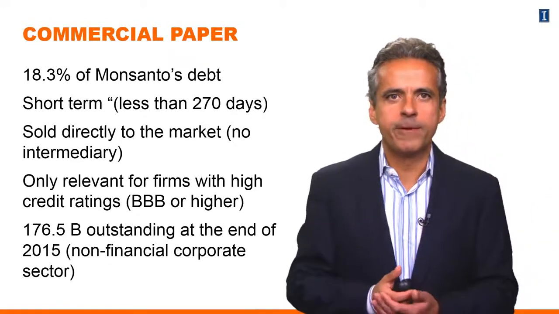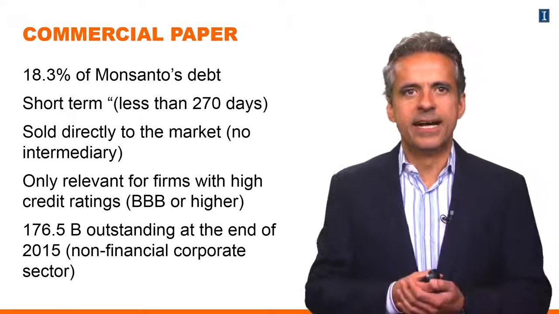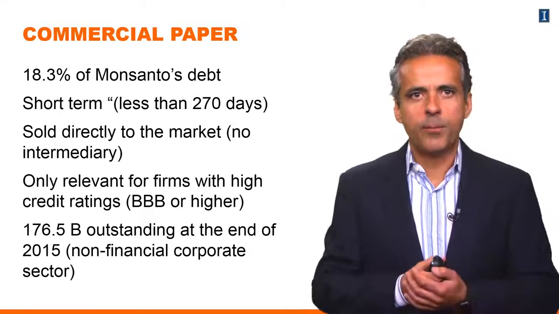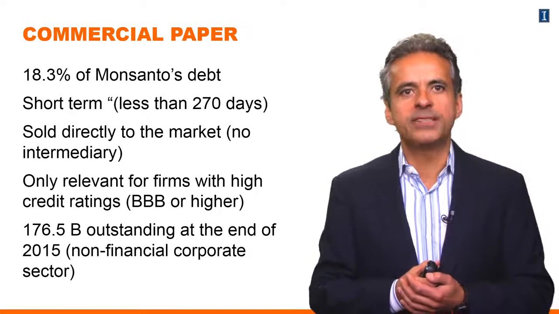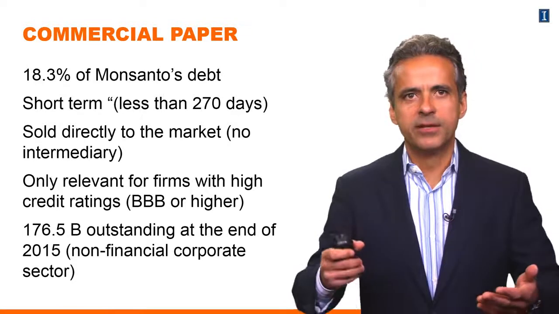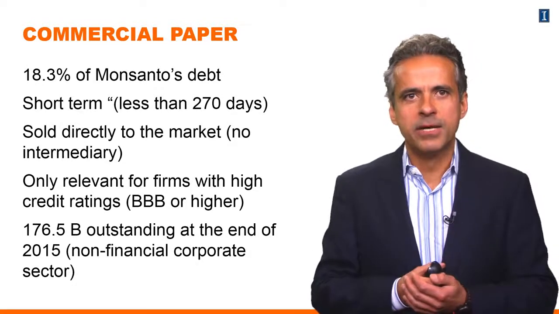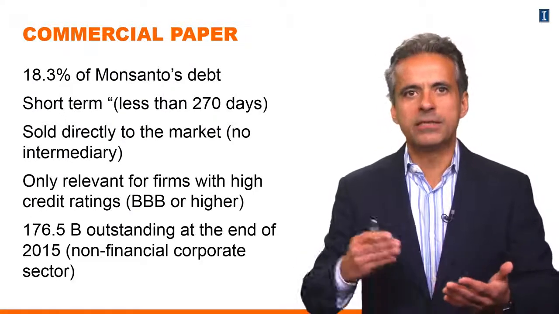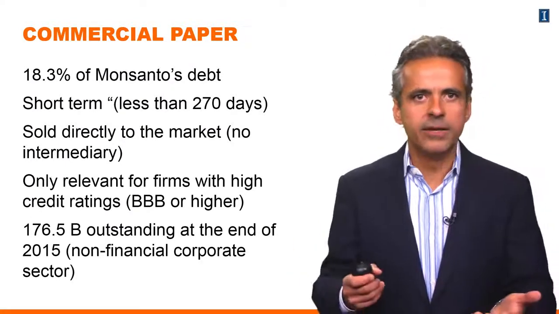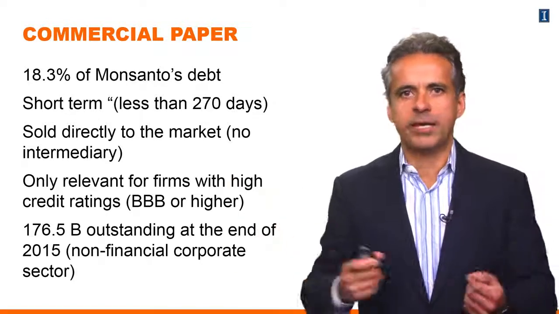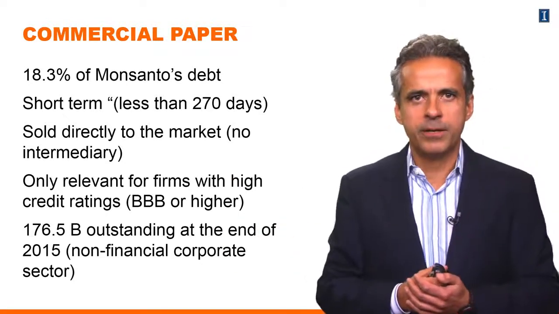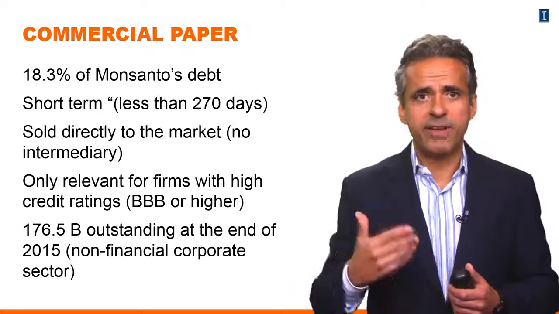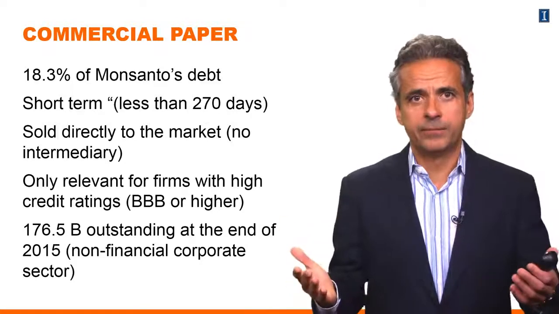Starting with commercial paper, if you look at that table I showed you, for Monsanto, commercial paper represents 18.3% of the total debt that the company has. So what's the characteristic of commercial paper? Commercial paper is short-term debt with a maturity of less than 270 days, so even less than a year. It's sold directly to the market. So if a company has commercial paper, you're not really borrowing from a bank. You're borrowing money directly from investors in the market. There is no intermediary.